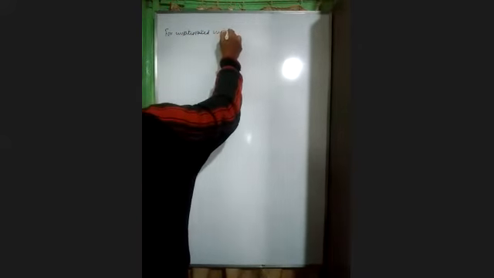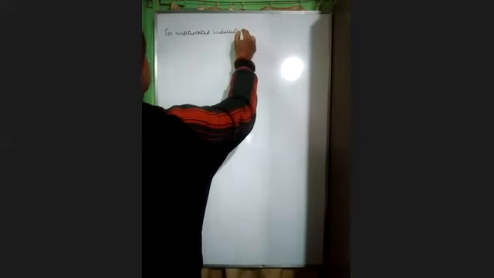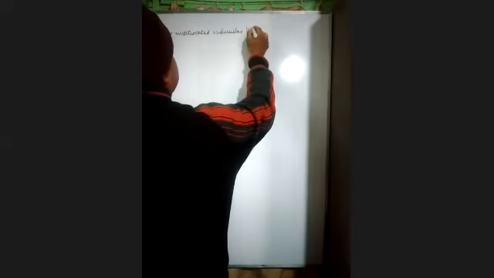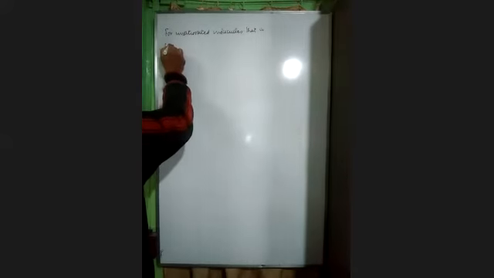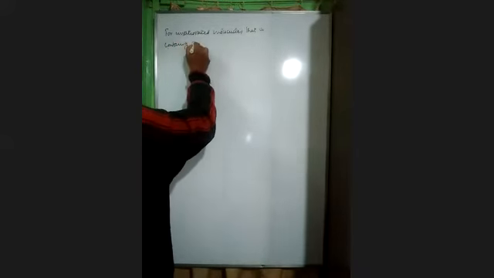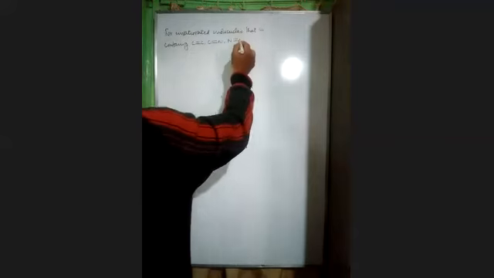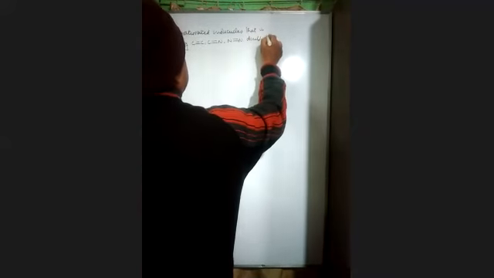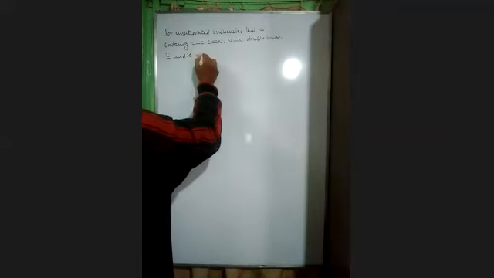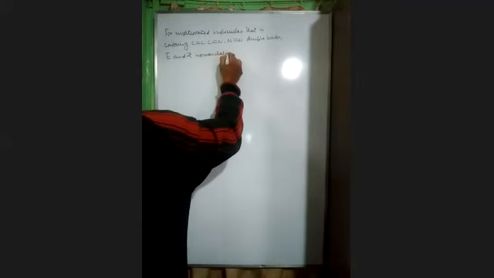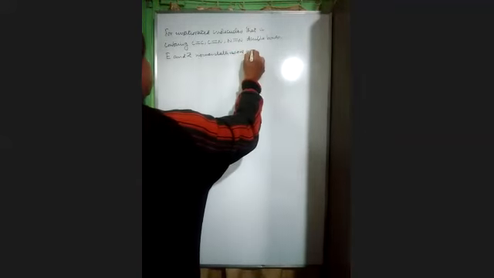For unsaturated molecules containing carbon-carbon, carbon-nitrogen, nitrogen-nitrogen double bonds, E and Z nomenclatures are used.